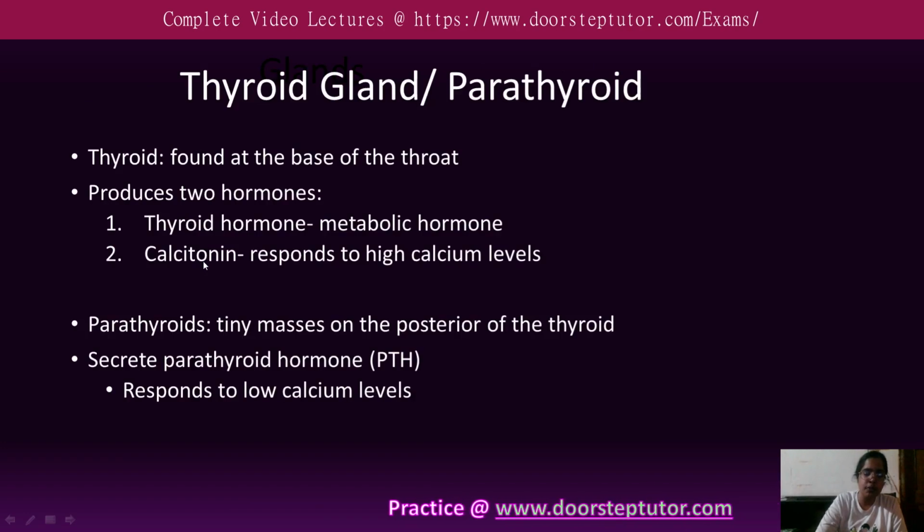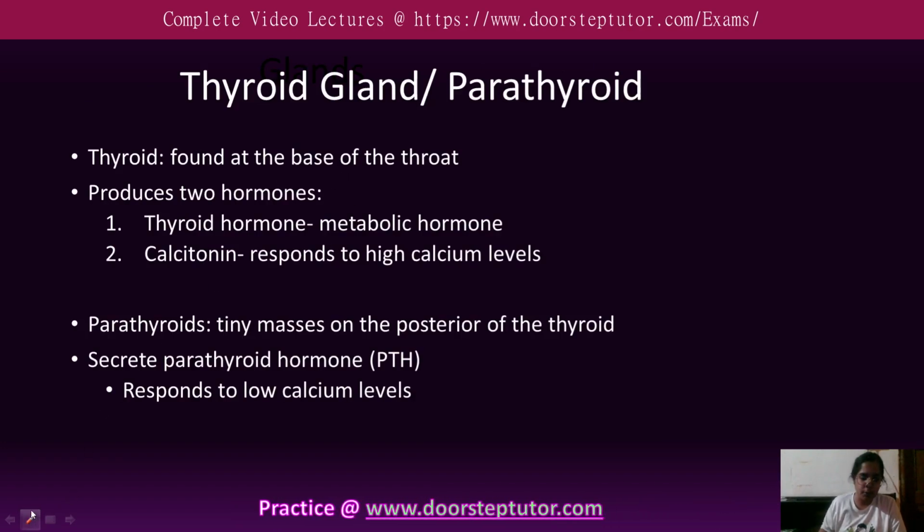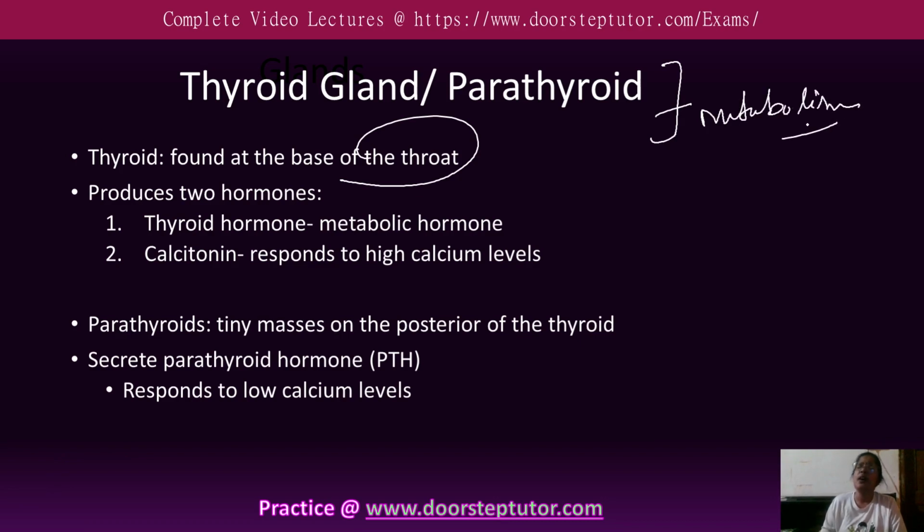Now let's move on. Thyroid gland is present at the base of the throat. As I said, it is present in the front portion of the throat. It is responsible for the production of important hormones, and it regulates the metabolic process. In metabolism, it has a very important role. The two important hormones the thyroid gland produces are the thyroid hormones and calcitonin. Their role we are going to discuss at the end in the mechanism part.